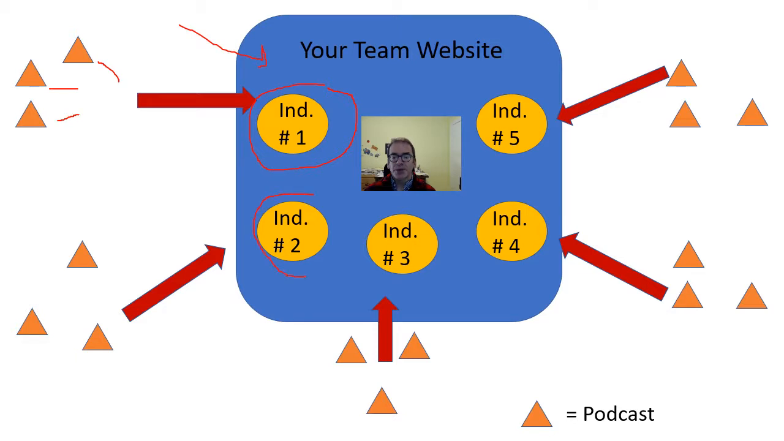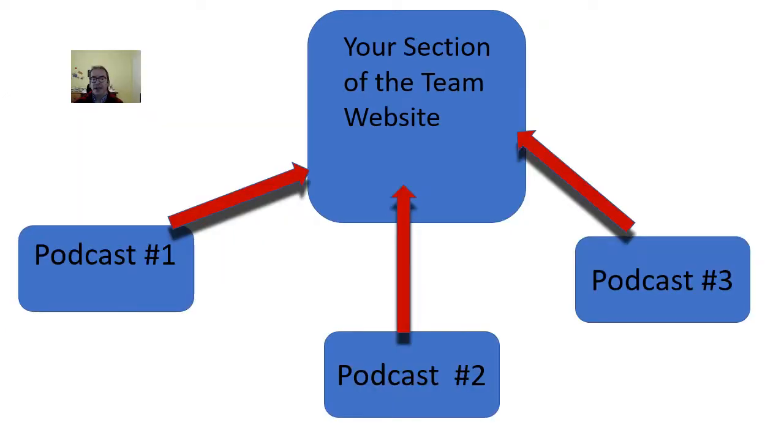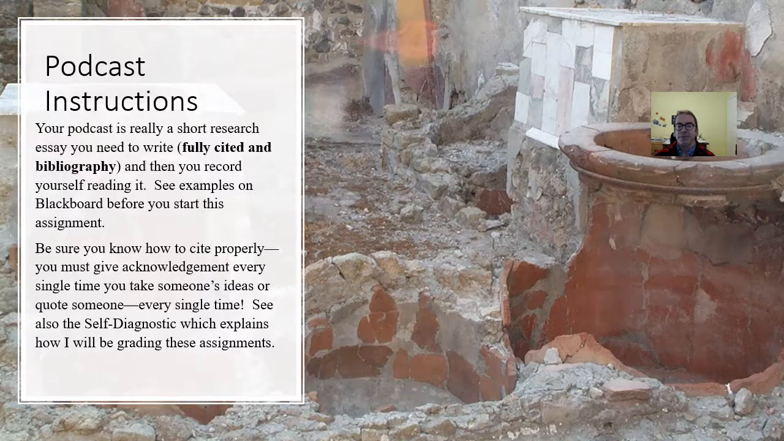Then person number 2 will have their own subpage and also put their playable podcasts there on the website, and so on. I'm not quite sure how many people will be on each team. It'll probably be about 5 or 6. And this is just a graphic of what I just talked about. Imagine this is your section of the team website. You'll have your podcasts 1, 2, and 3 on there.